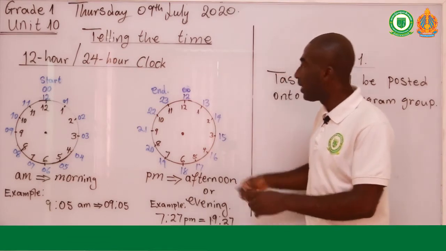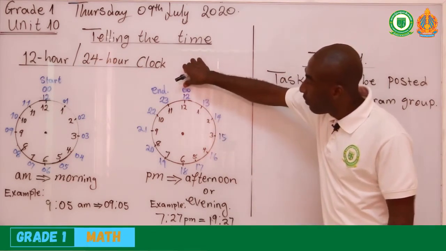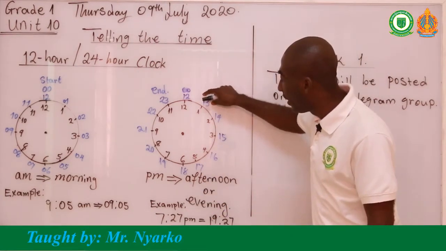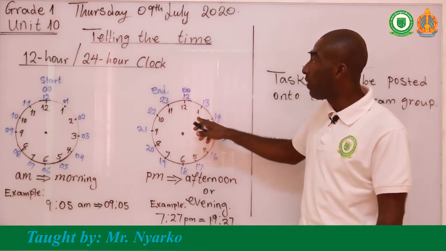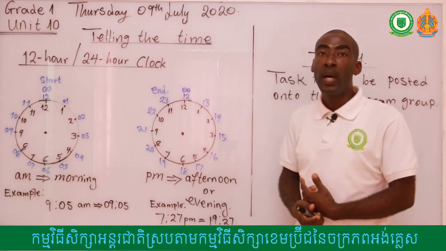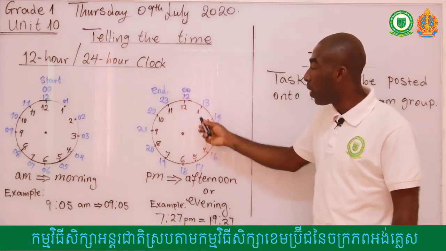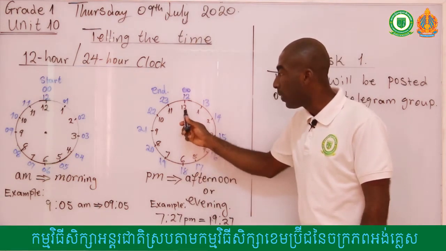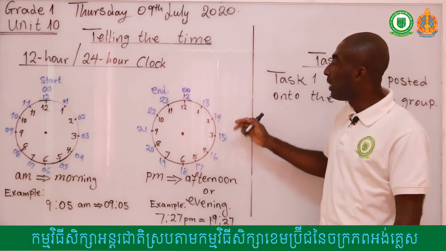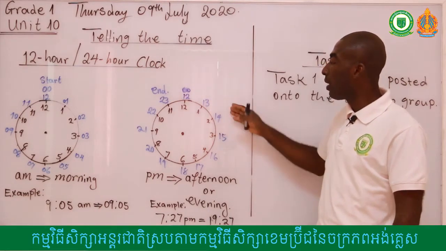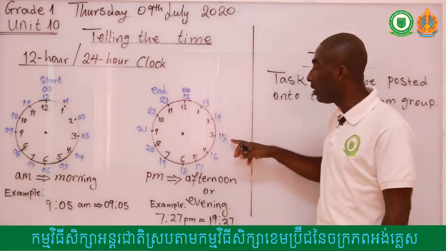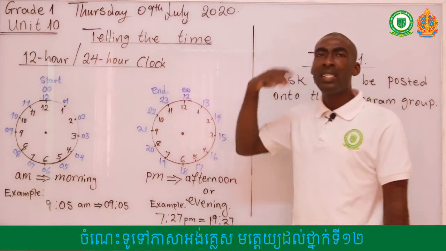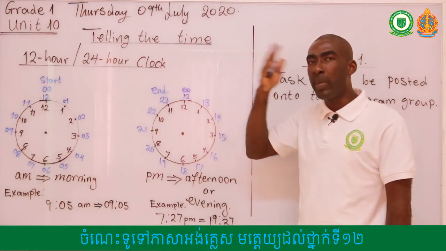And then when it is 1 o'clock, our 24-hour clock will register the time to be 13. Which means 13 is in the afternoon, but on the 12-hour clock, we're going to see 1 p.m., okay? So this is 1 p.m., this is 2 p.m., this is 3 p.m., and then up to 12 p.m. But in the case of our 24-hour clock, it goes from 13, 14, 15, 16, up to 23. So 23 is late in the evening, like midnight, okay?